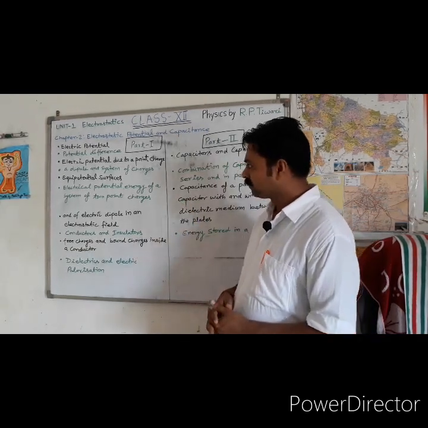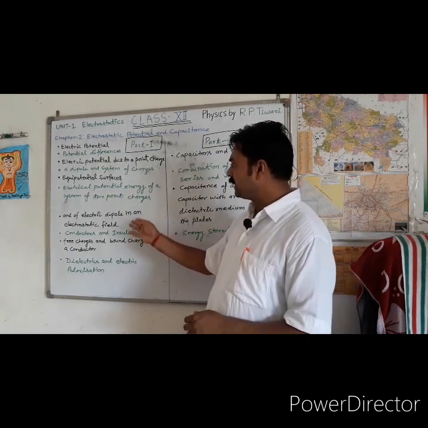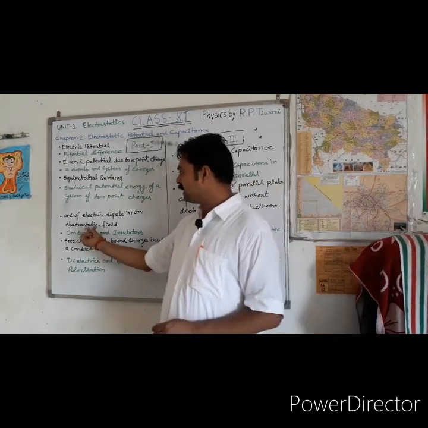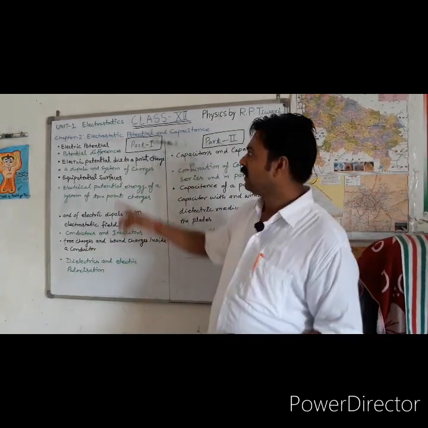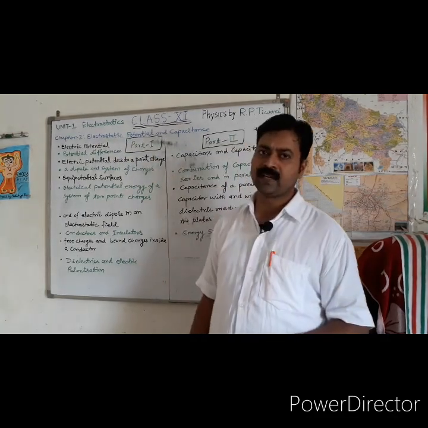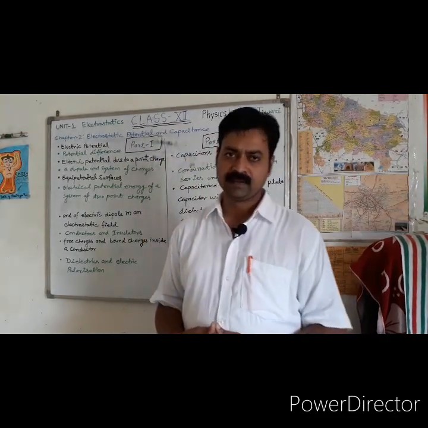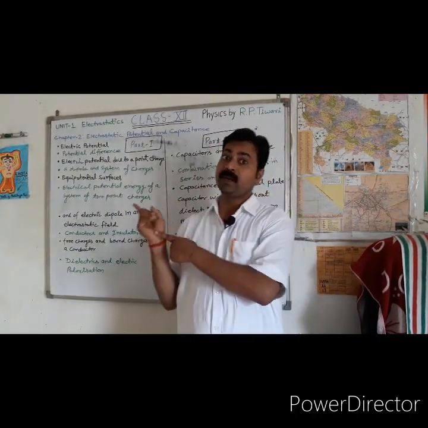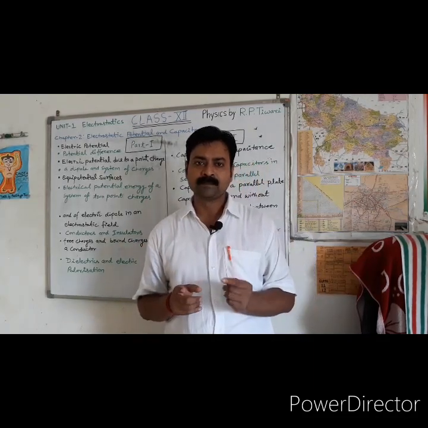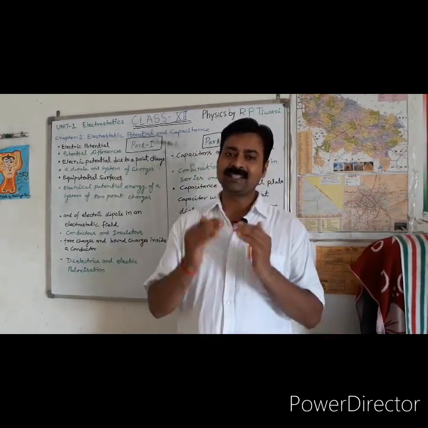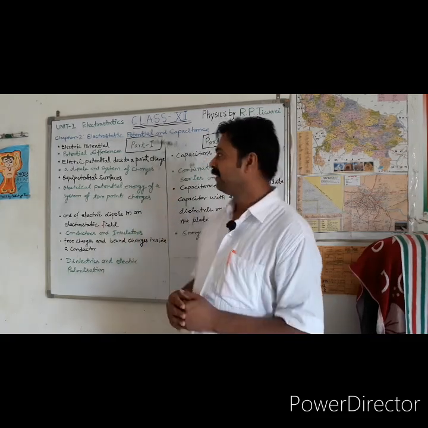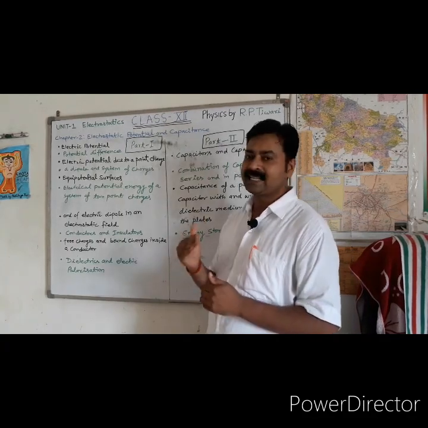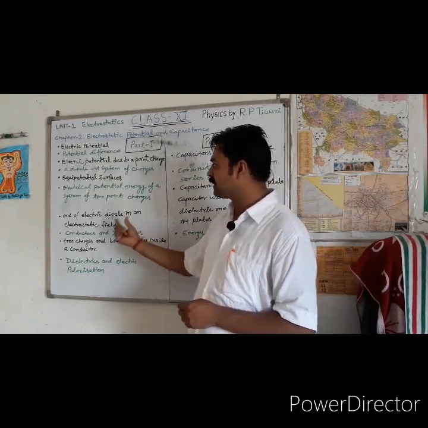We will discuss this, and also the electric dipole in an electrostatic field. The word static means rest. Our unit name is electrostatics, which means charge in the rest condition. If the charge is in motion, that is chapter number 3, current electricity. But in chapter 1 and chapter 2 we are studying charge at rest, and that is electrostatics.